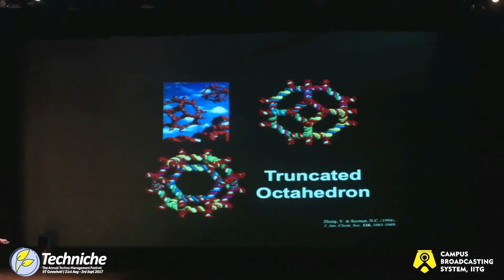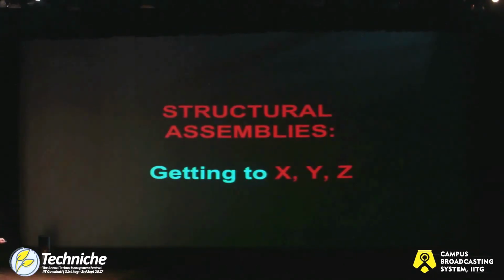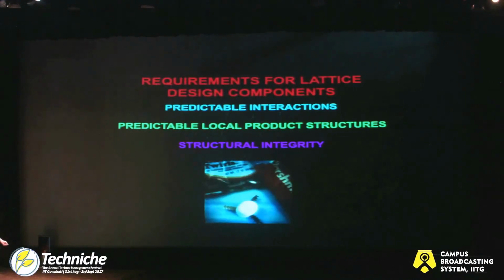A few years later, Yuan Tsang built this truncated octahedron. It's a 14 catenane rather than a 6 hexacatenane. But this really isn't structure, this is just control of topology, which is much easier. So then we needed to find some way to do this. And this is an example of how we proceeded.